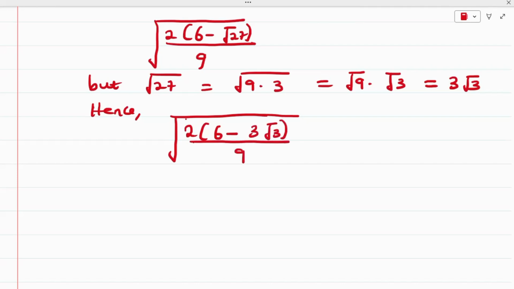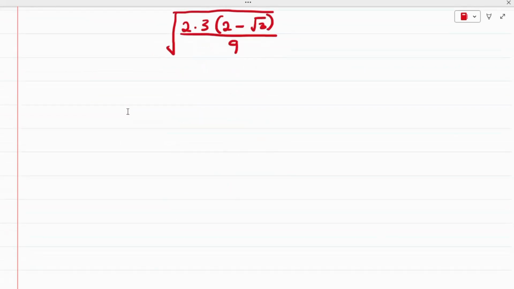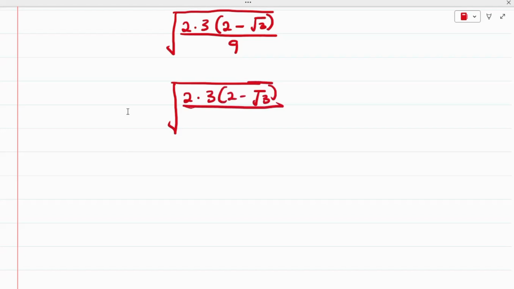So from here we have the square root of 2 multiplied by, now if you factor out 3, which is a common factor, we are going to have 2 minus the root of 3, divided by 9. Okay, so from here we have 2 multiplied by 3 into 2 minus the root of 3, divided by 9, which can be expressed as 3 multiplied by 3, so the 3 cancels with the 3, so we have 2 multiplied by 2 minus the root of 3, divided by 3.